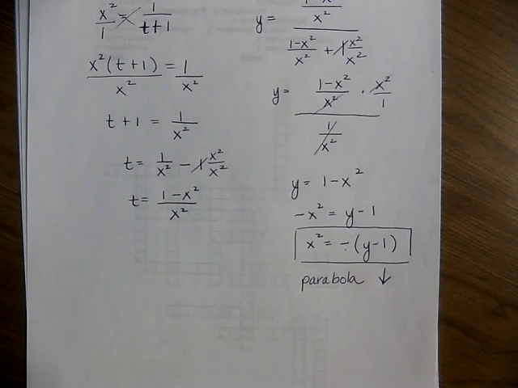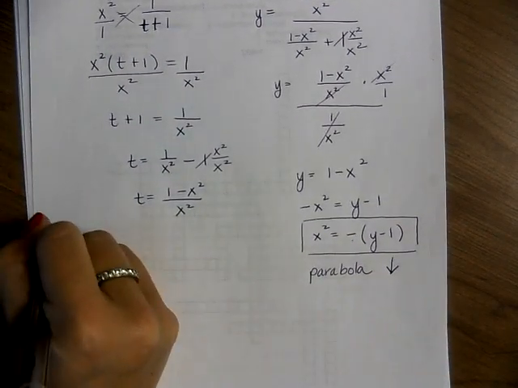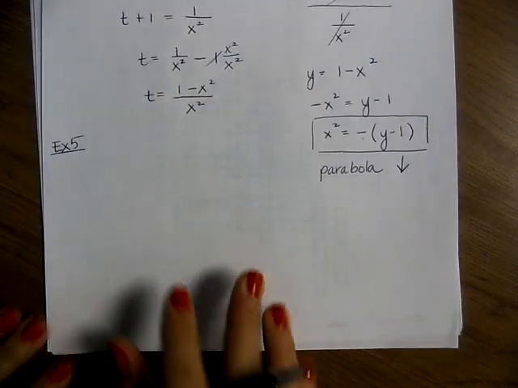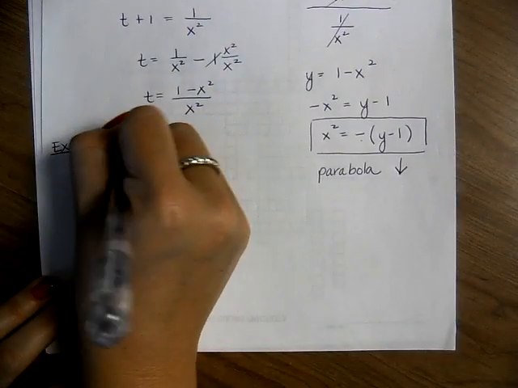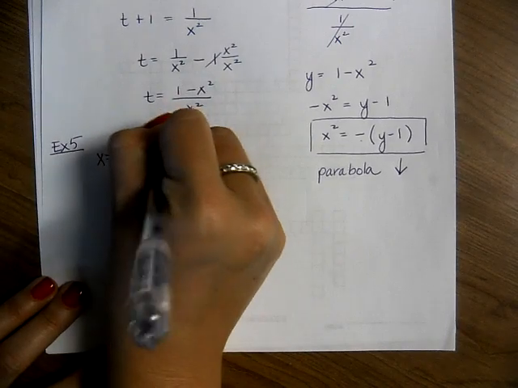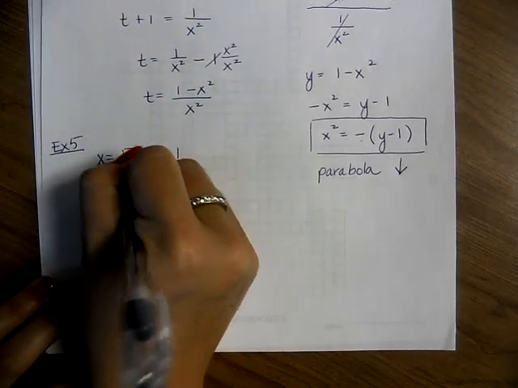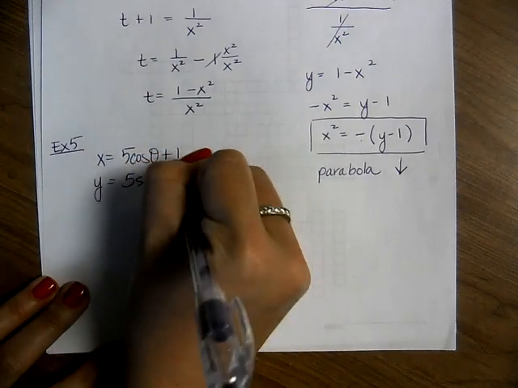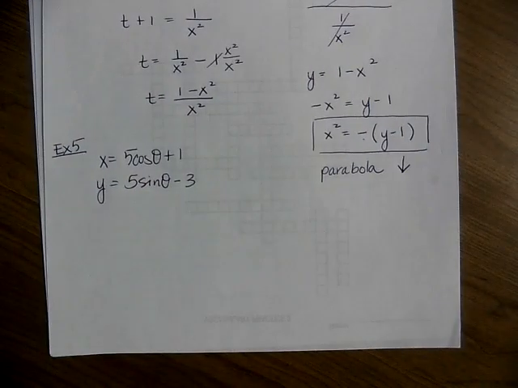Okay, let's switch gears a little bit. Let's try something different. So far all we've done is parabolas. So let's try this one. x equals 5 cosine theta plus 1, and y equals 5 sine of theta minus 3. This looks different. Okay, so notice we still have 3 variables, right? We have x, y, and theta now.